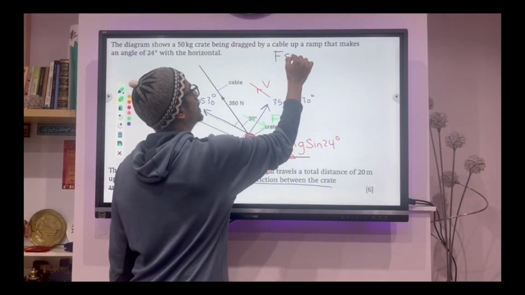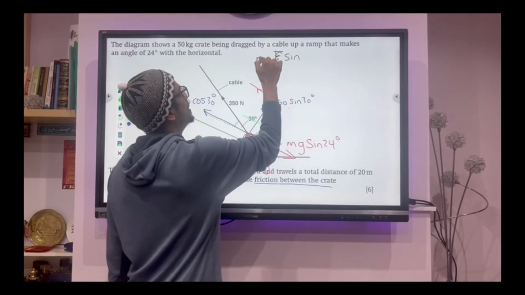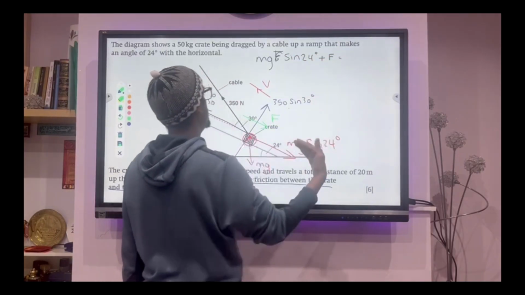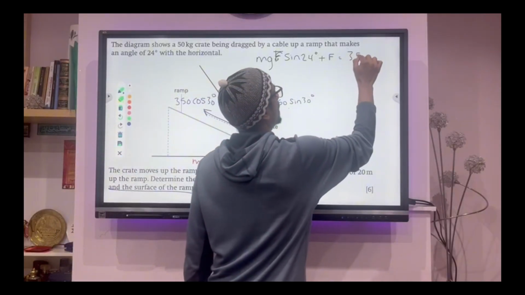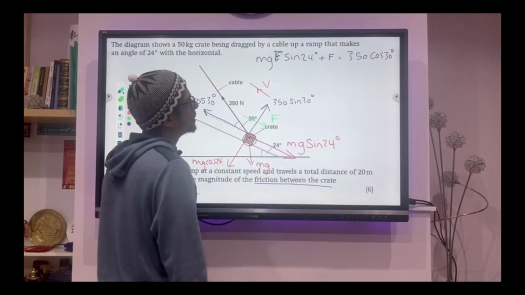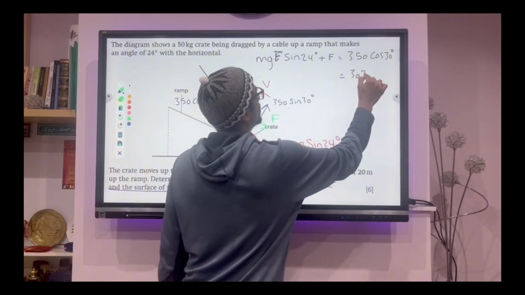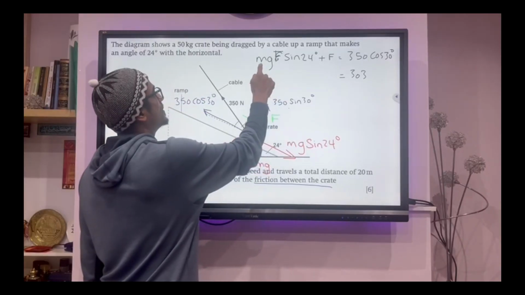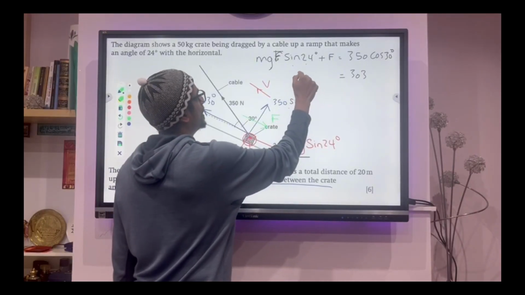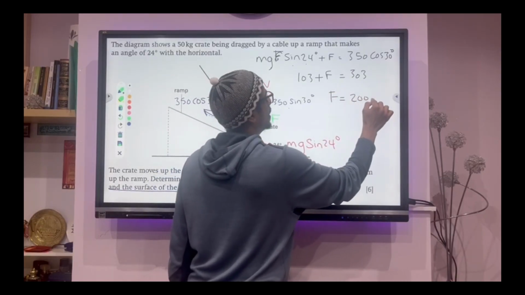mg sine 24 plus F should then be equal to the upward force, which is 350 cos 30. Cos 30 is root 3 over 2, that's 0.866. Multiply that, and that gives you around 303. m is given, so that's 50, multiplied by 9.81, multiplied by sine 24. That gives us around 103 plus F. So F approximately gives you around 200 Newton.